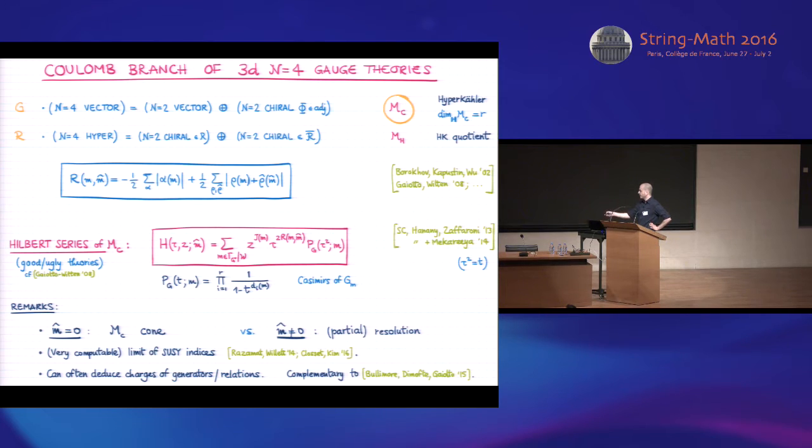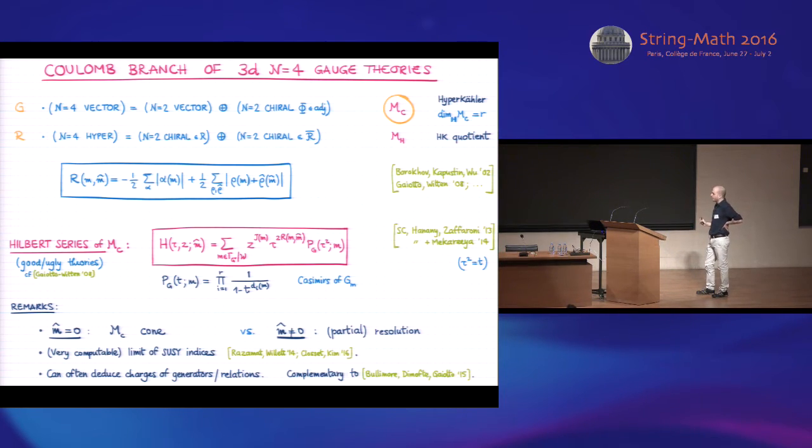So I should also say that it was realized later by Razamat and Willett, and more recently also by Closset and Kim, that this Hilbert series, which only counts gauge invariant chiral operators, can actually be obtained as a limit of supersymmetric indices.